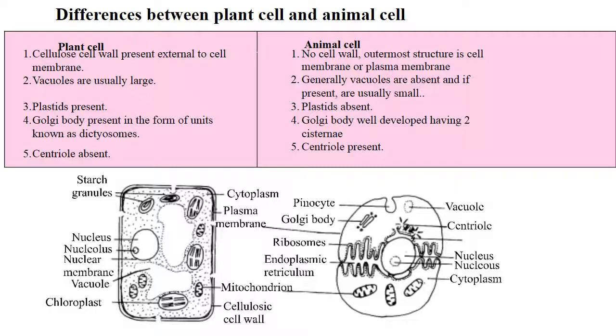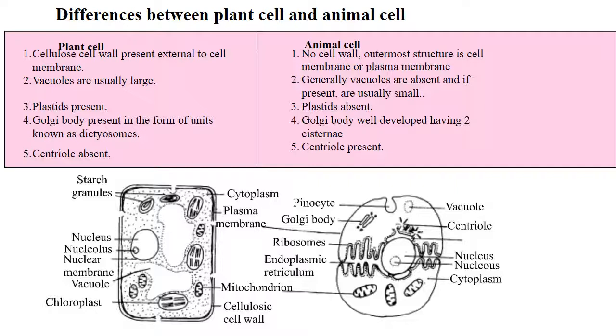Difference between plant cell and animal cell. The plant cell has a cellulose cell wall present external to the cell membrane. In animals, there is no cell wall. The outermost structure is the cell membrane or plasma membrane.